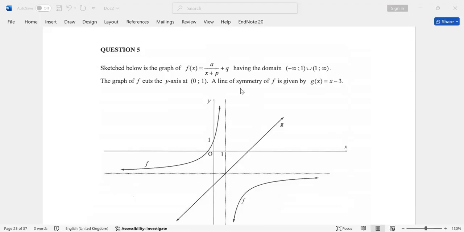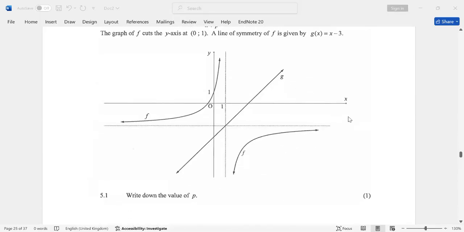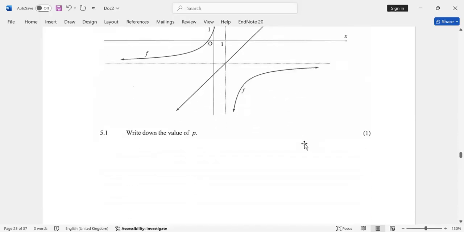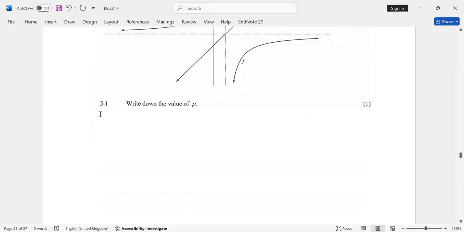A line of symmetry of f is given by g of x. This is the g of x, which equals x minus 3. So the first part of question number 5 is 5.1. Write down the value of p.